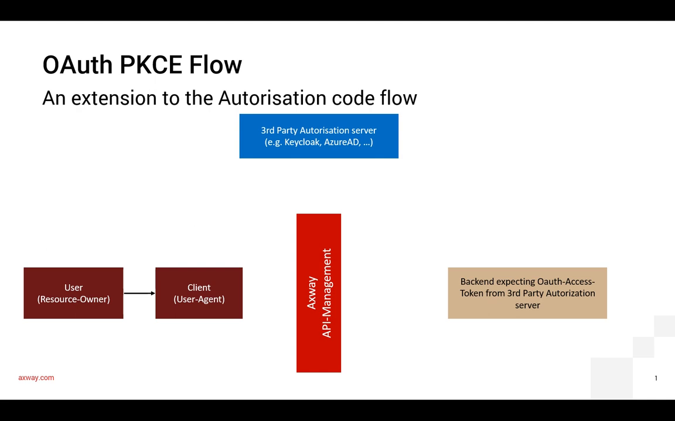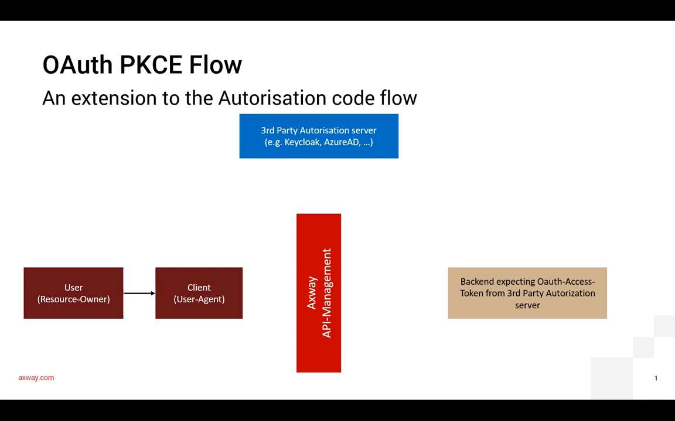The use case is the following: you have a backend application that is expecting an access token from a trusted third-party authorization server, and the Axway API management solution should act on behalf of the resource owner, which is basically the user on the left-hand side, using any sort of user agent.